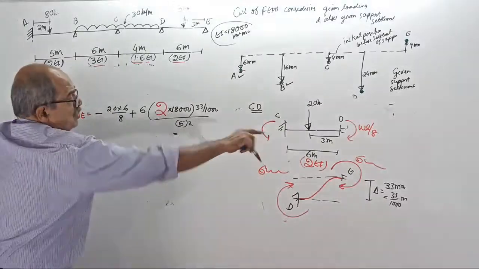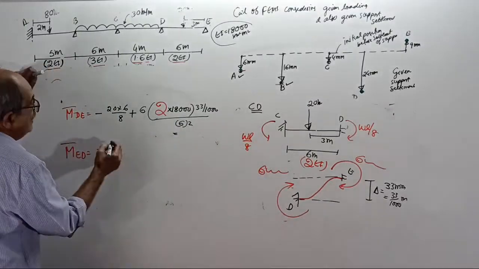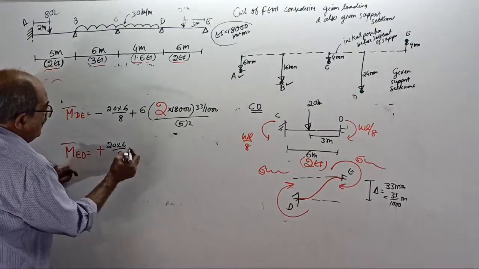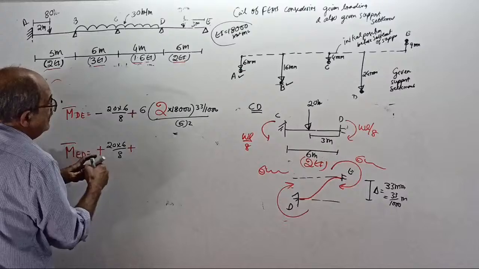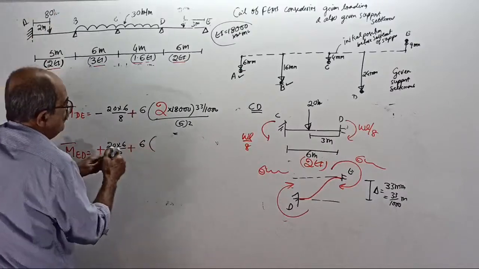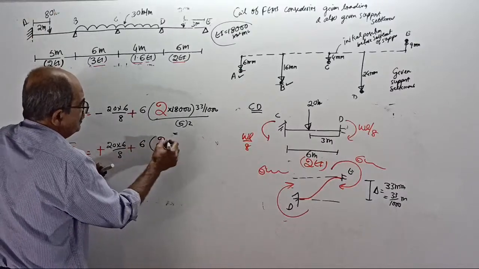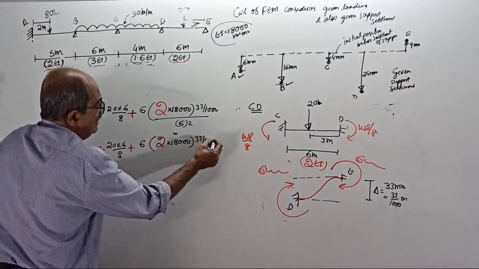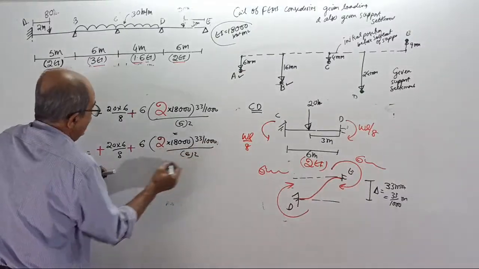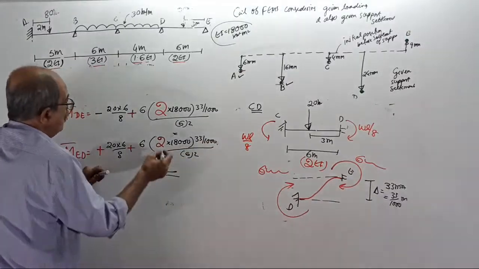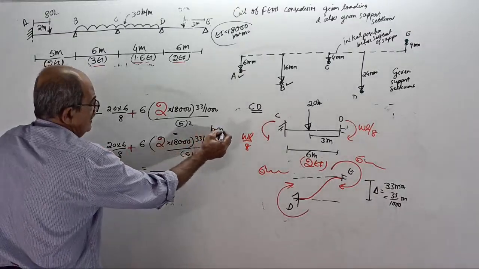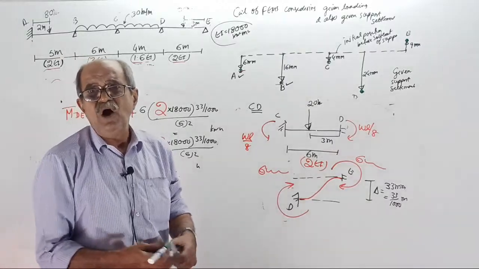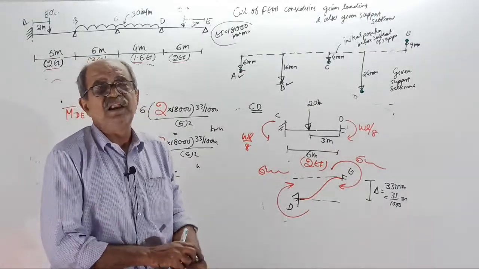Lastly, M bar ED. Due to loading it is clockwise plus 20 into 6 divided by 8. Due to settlement also clockwise, that also plus, same thing. 6 into 2 times 18,000 into 33 by 1000 divided by 6 square. Get that answer also. Both will come in kilonewton meter. Now go for SD method or MD method or Kani's method and finish the question.